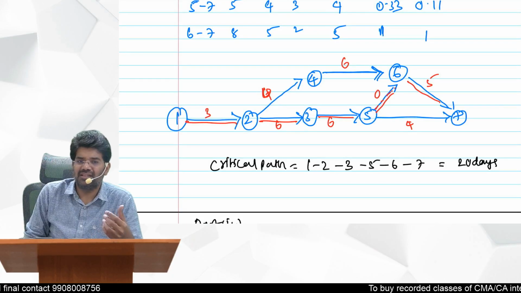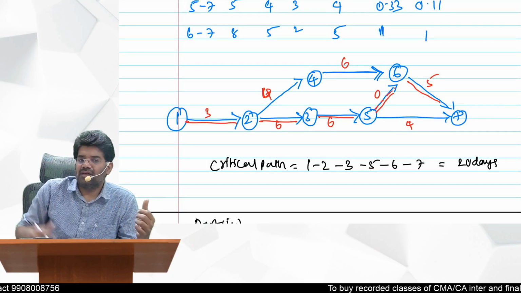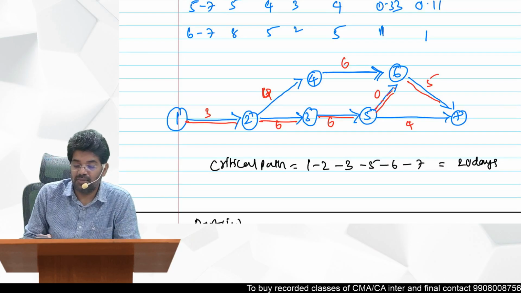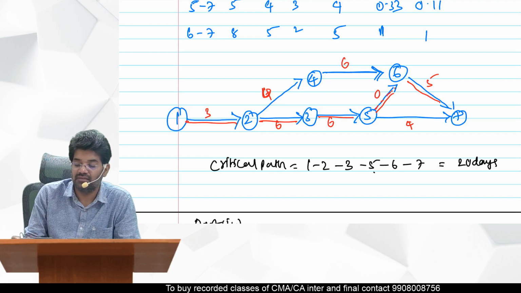The critical path is nothing but the path which gives the highest duration. So the critical path here is 1 to 2, 2 to 3, 3 to 5, 5 to 6, 6 to 7, which is giving 20 days.